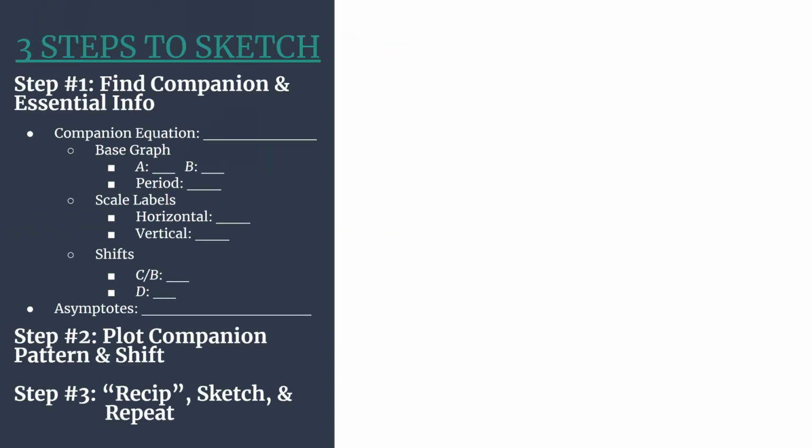Here is our outline for our method. So remember, in step 1, we'll really do the bulk of the work. We're organizing and analyzing, finding our companion equation and the essential information. Remember, a companion equation for a cosecant graph is going to be its reciprocal sine graph. We'll get more into that in just a minute. In step 2, we'll plot that companion pattern lightly and go ahead and take care of the shift. And in step 3, that's where we create our reciprocal graph. So we'll recip, sketch, and repeat.